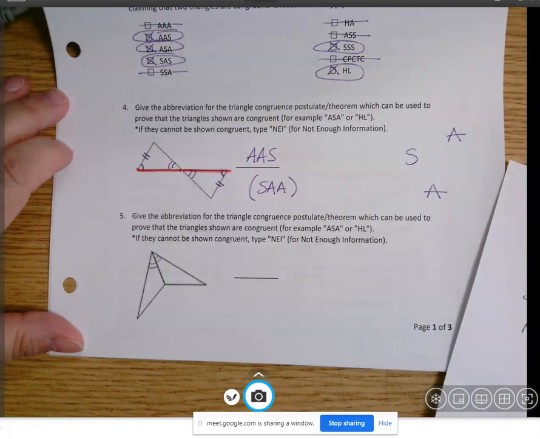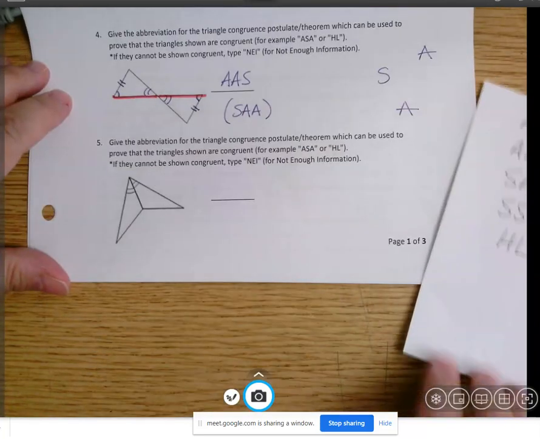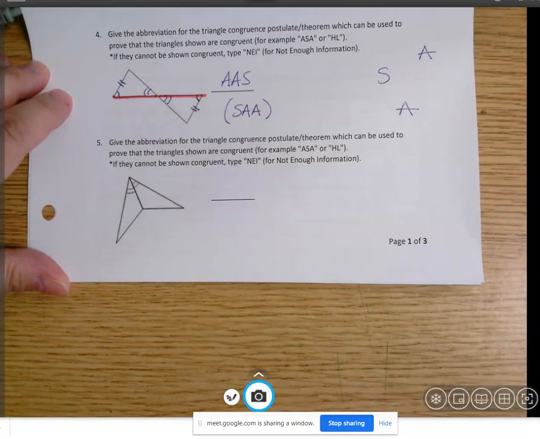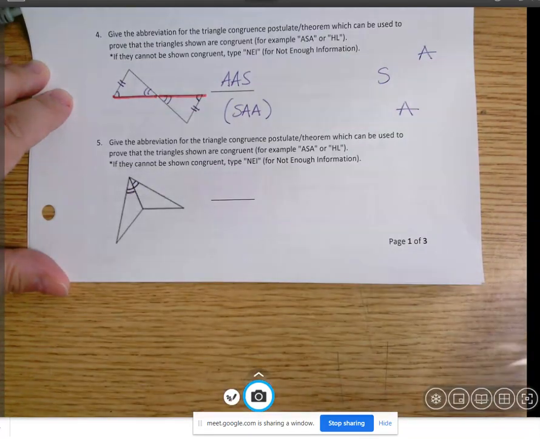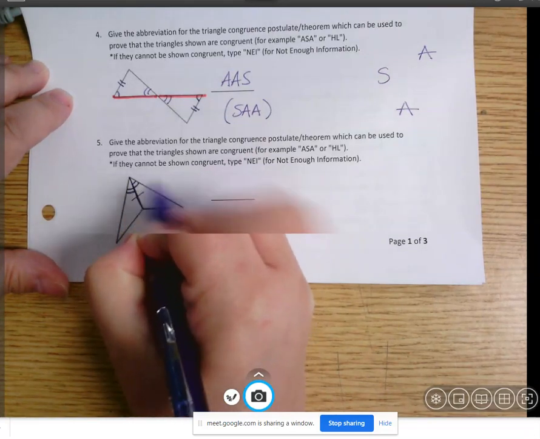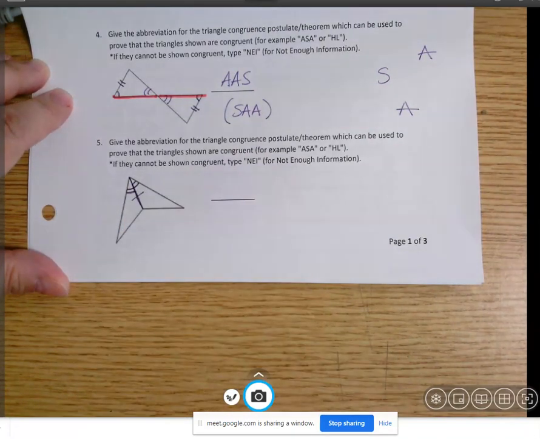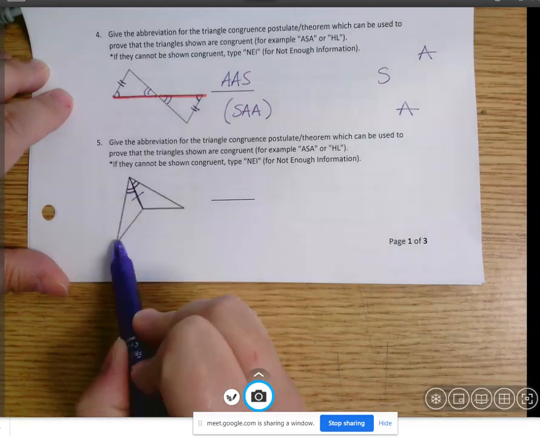Okay, number 5. Give the abbreviation for the triangle congruence postulate or theorem, which can be used to prove the triangles congruent. We get that. All right, so this one we have a pair of angles. Then we have a shared side. This side is in both triangles, so I can mark that as congruent. And then there's nothing else. I don't have any information that would tell me these angles are congruent. I don't have any information that would tell me these angles are congruent.